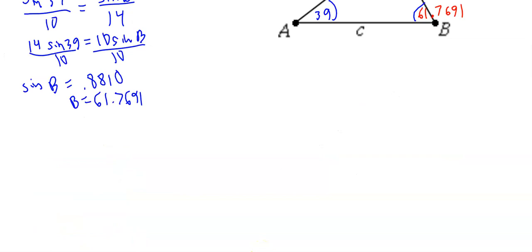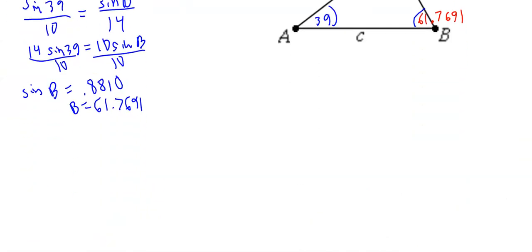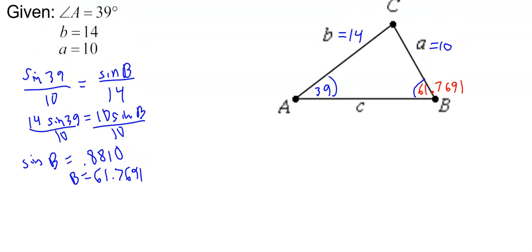So the step here, if you read step two, it is a triangle. We've got at least one triangle. Now we have to do step three. This is kind of the toughest step. If the supplement of the angle you just solved for, so we just got that 61-degree angle, could make a possible triangle with the given angle, you must draw a second possible triangle. So I'm going to go ahead and draw the second possible triangle.